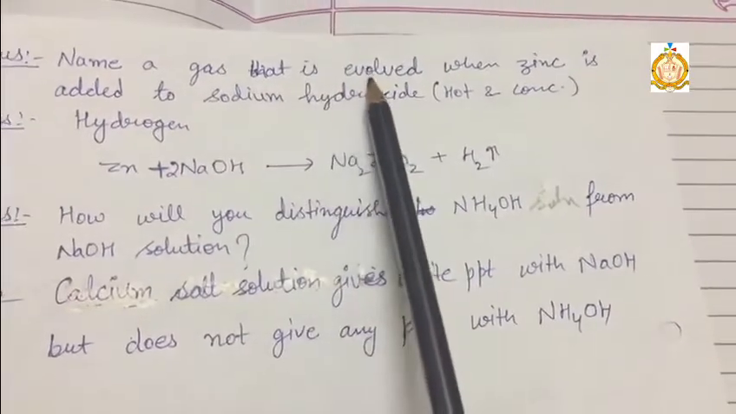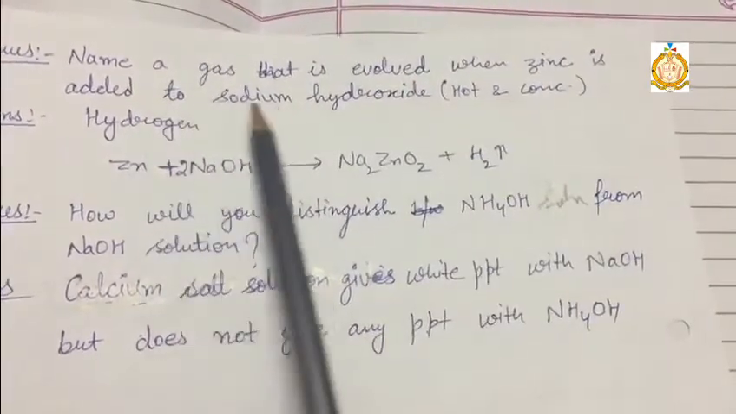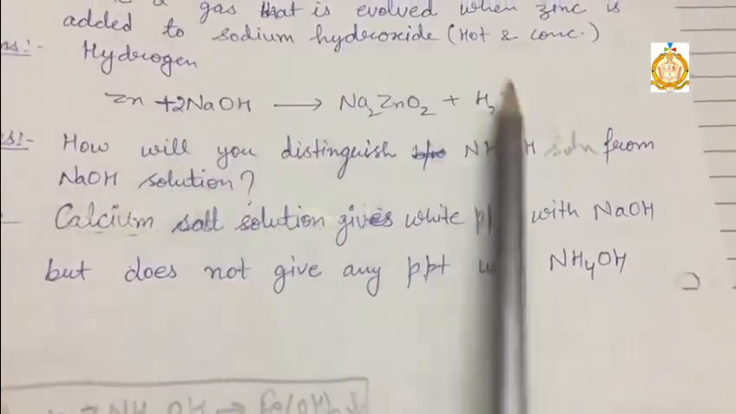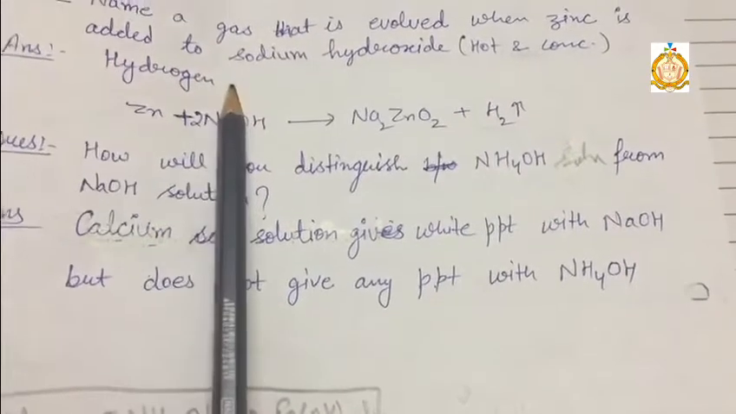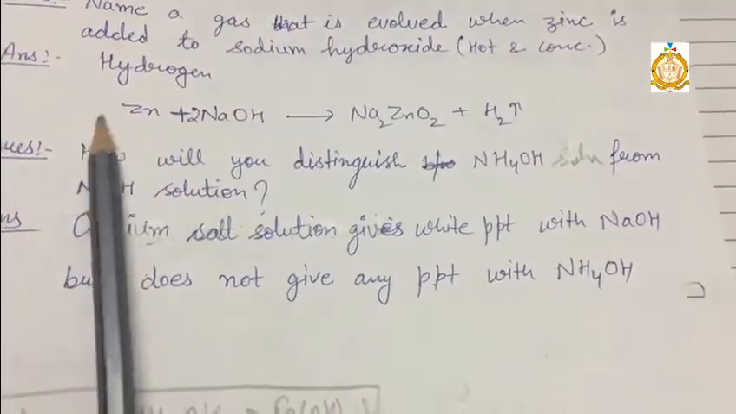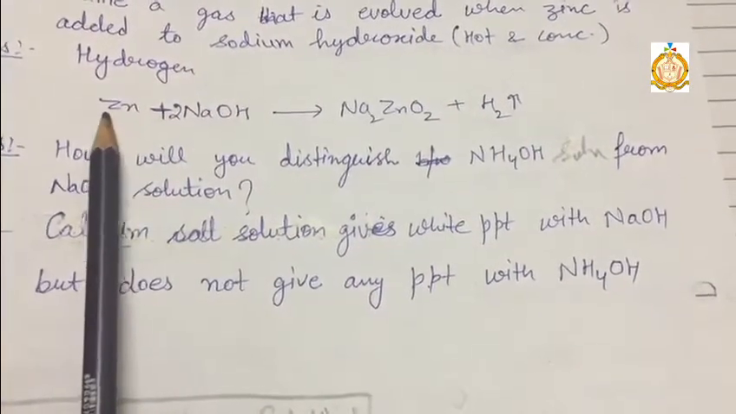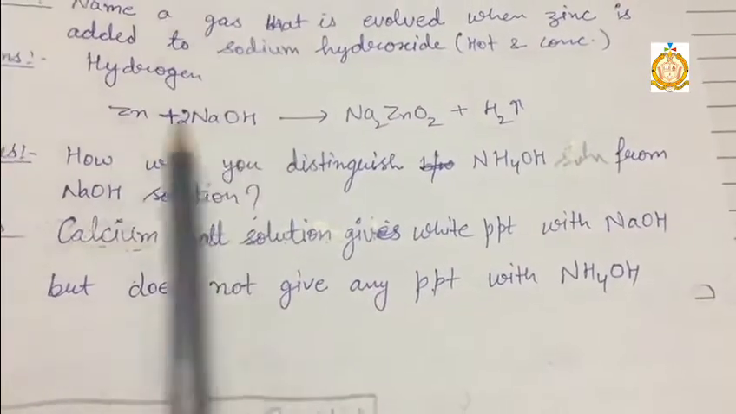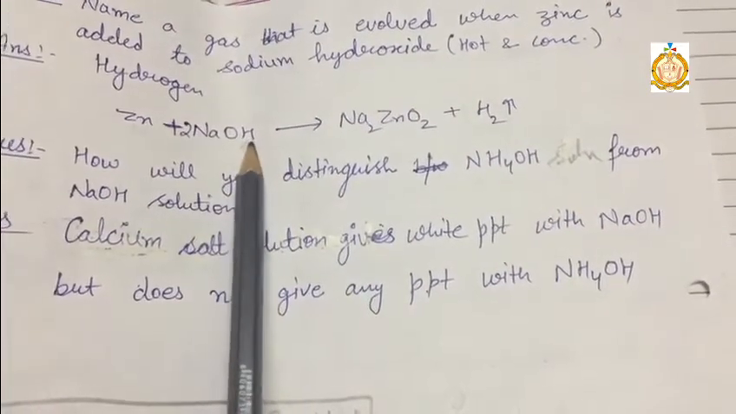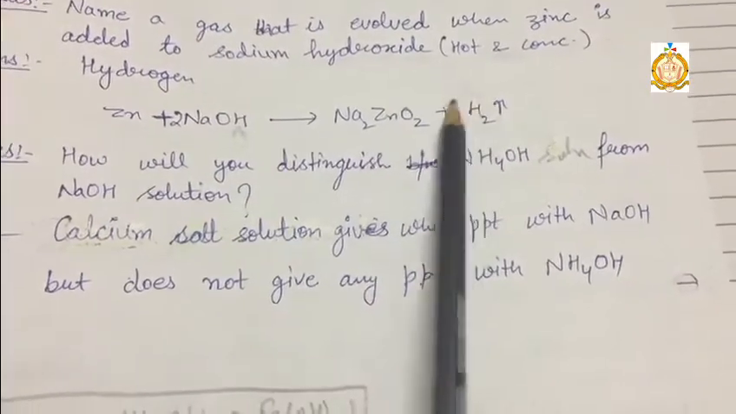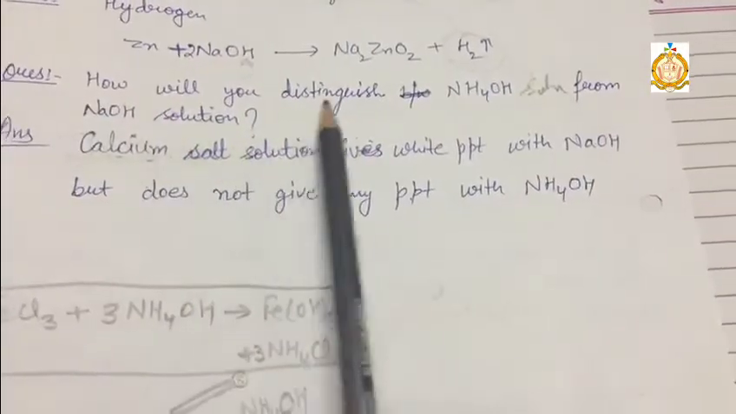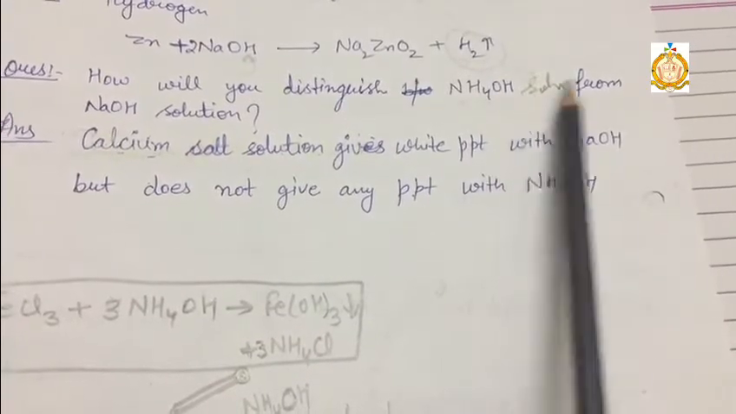Next question is, name the gas that is given out when zinc is added to hot and concentrated sodium hydroxide. The answer is hydrogen. If the reaction is asked, then only write the reaction. I have written this reaction for your understanding. Zinc is more reactive than hydrogen. It can displace hydrogen from sodium hydroxide, and hydrogen gas is given out.